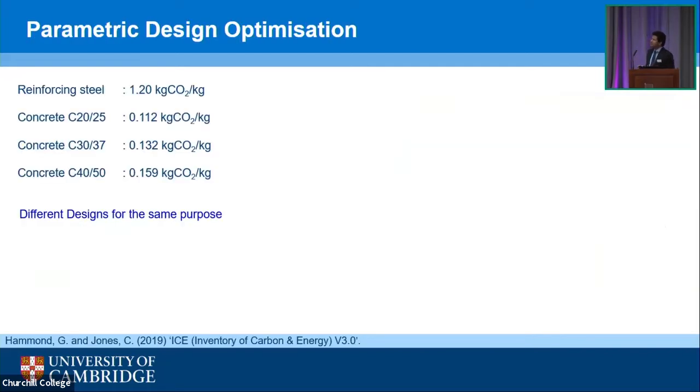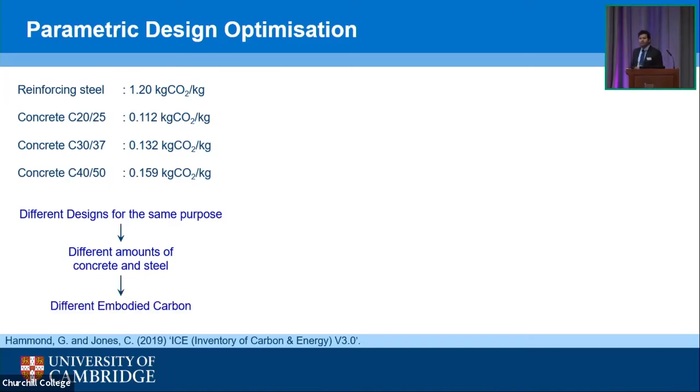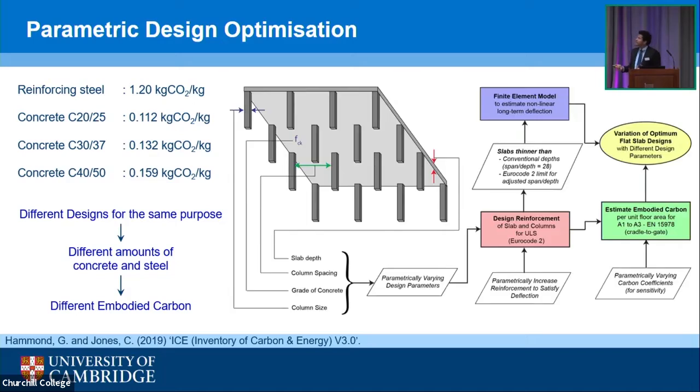So the problem here is different materials have different amounts of embodied carbon. This means 1 kilogram of steel in terms of production has already emitted 1.2 kilograms of embodied carbon emissions to the atmosphere. So if we can have a range of designs for the same purpose, that means we can have a range of designs with different amounts of steel and concrete. That means we can have different amounts of embodied carbon for the same purpose.